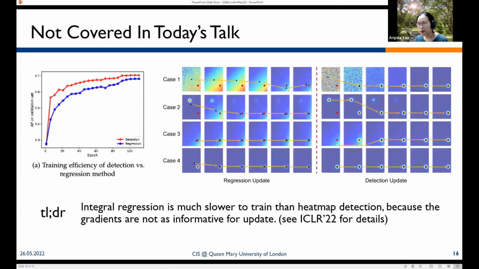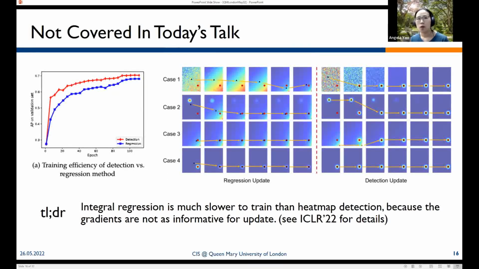I didn't cover in today's talk another phenomenon that we observe when comparing these methods, which is that regression is much slower to converge than heat map detection. The reason for this, we think, is that the gradients are not as informative for the updating. I didn't cover this because there's quite a bit of lead up, and for time reasons. So I would encourage you to have a look at our ICLR paper if you're interested in the details of this.